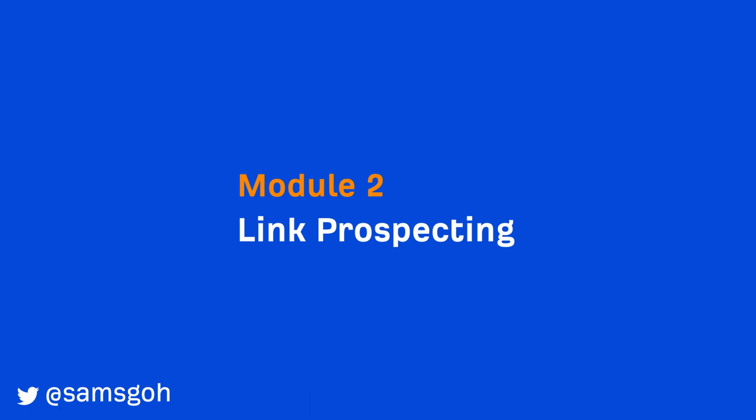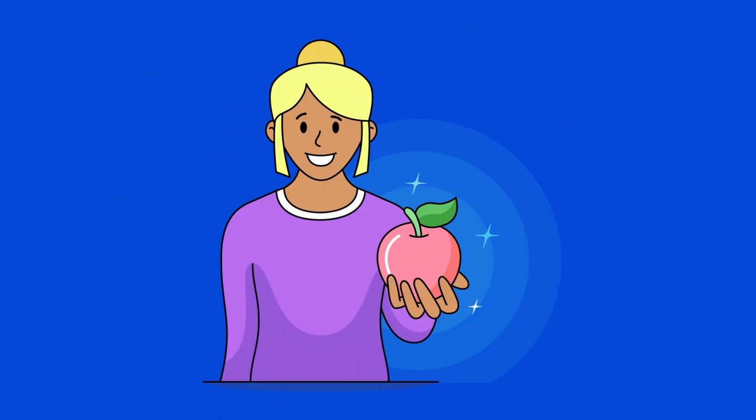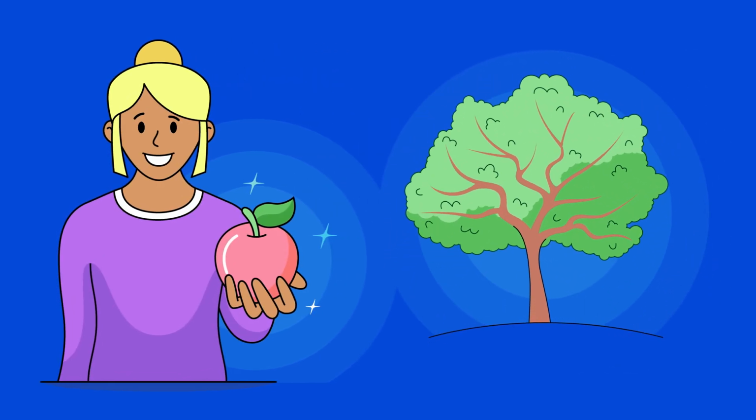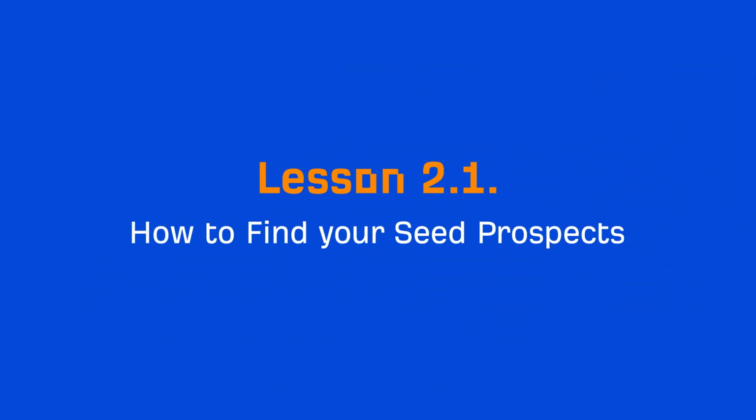Now, I've structured this module in 3 lessons where each lesson represents a step in creating personalized and scalable link building campaigns. Step 1 is to find your seed prospects, which is what this lesson is all about. Step 2 is to find lookalike prospects based on your seeds, which will broaden the scope of your link building campaign. And step 3 is to segment your prospects, which will help you scale your campaigns in a personalized way. So let's get started with finding seed prospects.